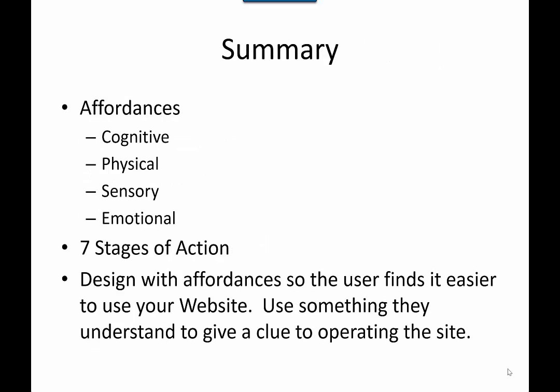An overview of what we've talked about in the class: affordances, 4 different kinds: cognitive, extending one's mental abilities; physical, attributes of the device that show us how to operate it; sensory, using human senses to give evidence to how to operate a device; and emotional, affordances that give us a feeling of joy when we use something. We also went over the model for Norman's 7 stages of action.